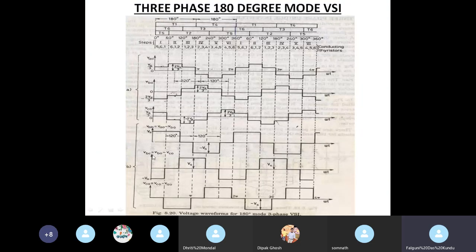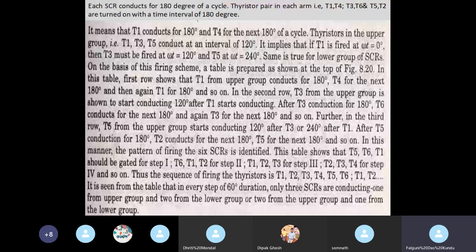Again, VBC is nothing but VB0 minus VC0, and we get this value, okay? And for this portion, that means 120 degree to 180 degree, the value of VA0 is VS by 3, and VB0 is also VS by 3. So VS by 3 minus VS by 3, it becomes 0. That's why it is a flat curve, okay? So depending upon this, we can draw the waveforms, okay? So what I am saying, all of that is written here, okay?